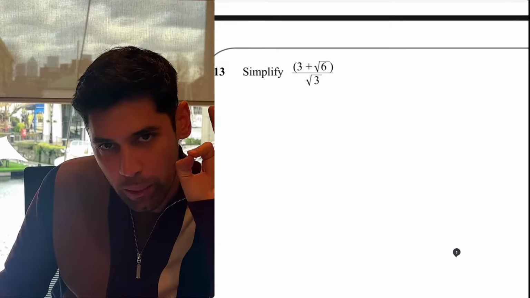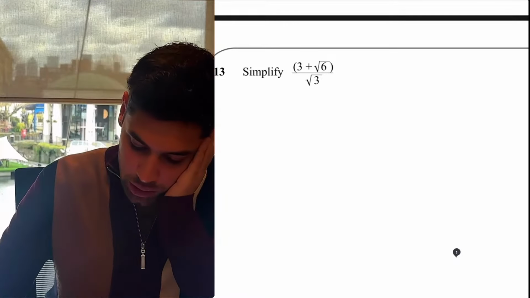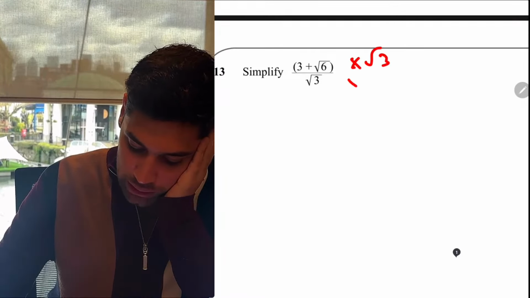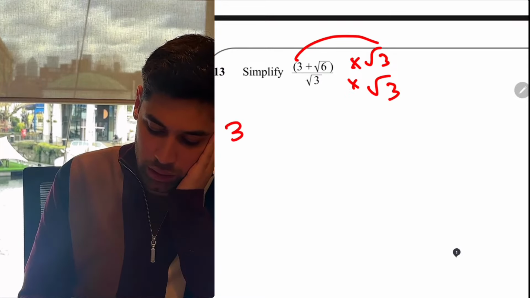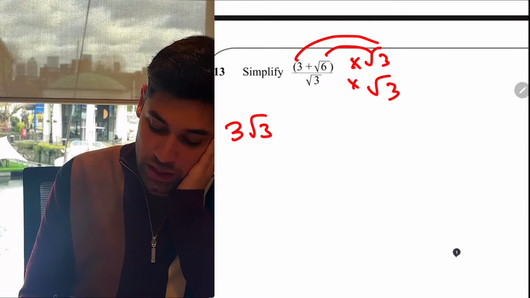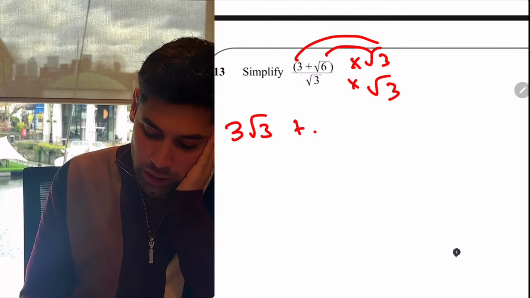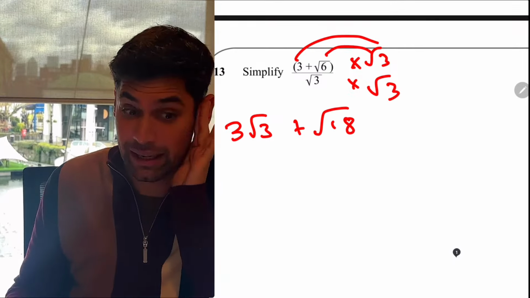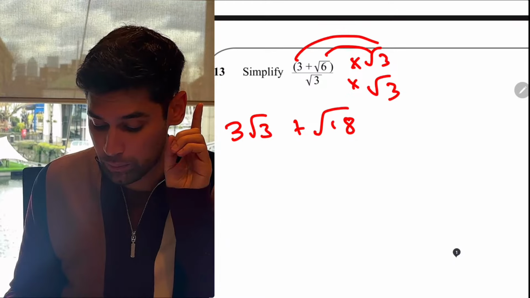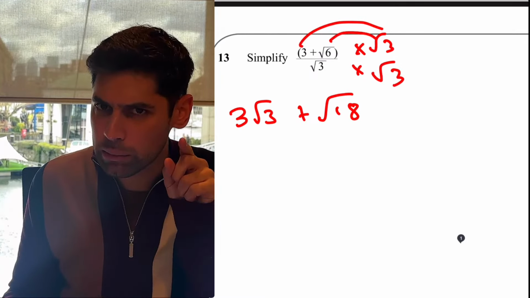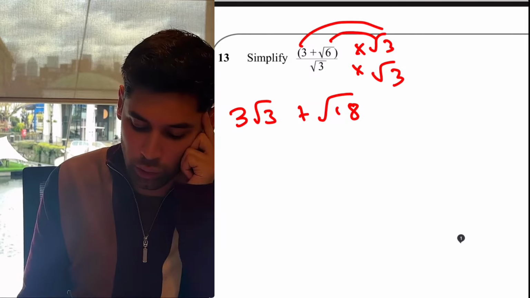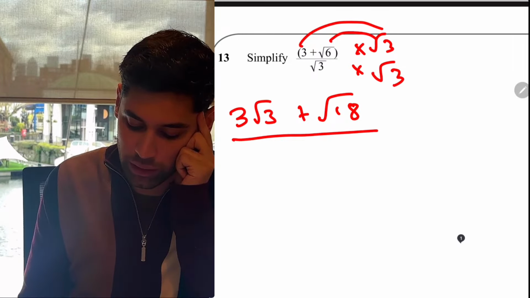We times the top and bottom by the denominator. So we're going to times by root 3 and times by root 3. 3 times root 3 is 3 root 3. Root 6 times root 3, this is going to get good, is root 18. Now some people may have realized root 18, square number goes into 18. We will circle back to that, don't you worry. Over root 3 times root 3 is 3.